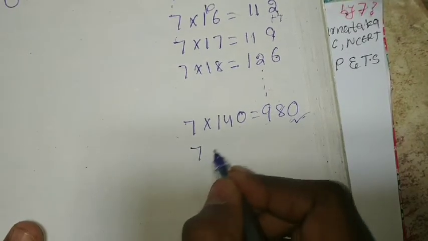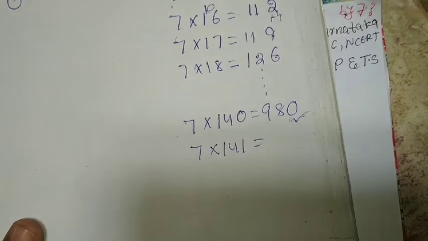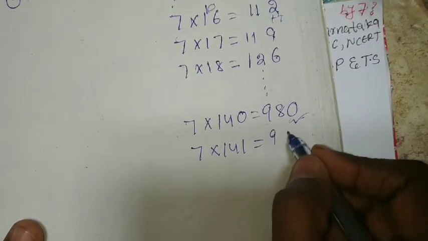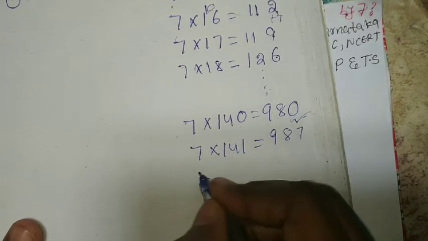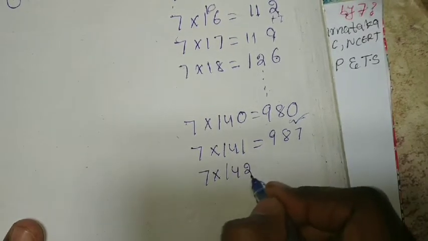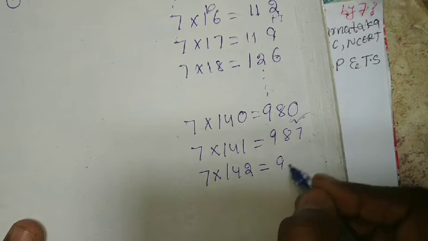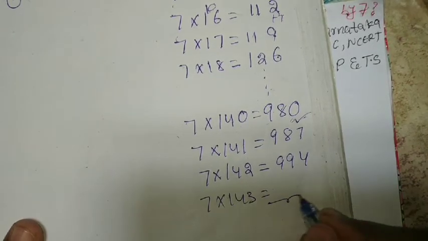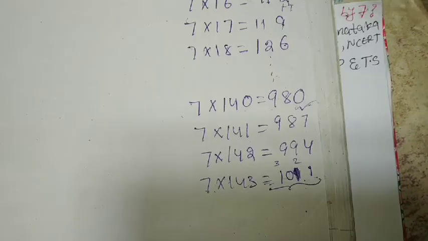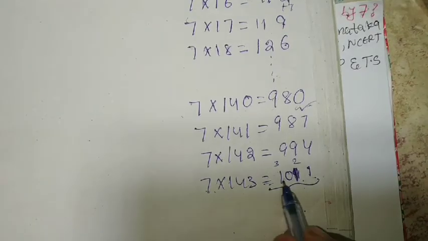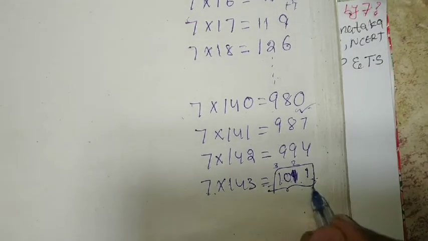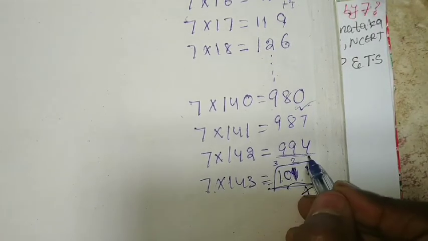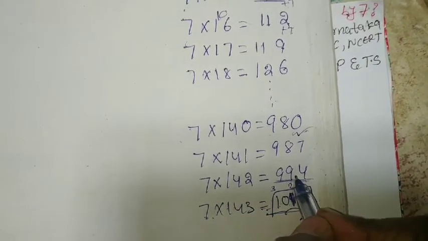And let's check 7 into 141. See here, nearest to 1000. What do we get here? 987, right? And next is 7 into 142. If you do like this, what is our solution? 994. If you do 7 into 143, we will get a 4-digit number, that is 1001. See, this is a 4-digit number. But we need only 3-digit numbers, up to 994. Already we understand this is the last term.